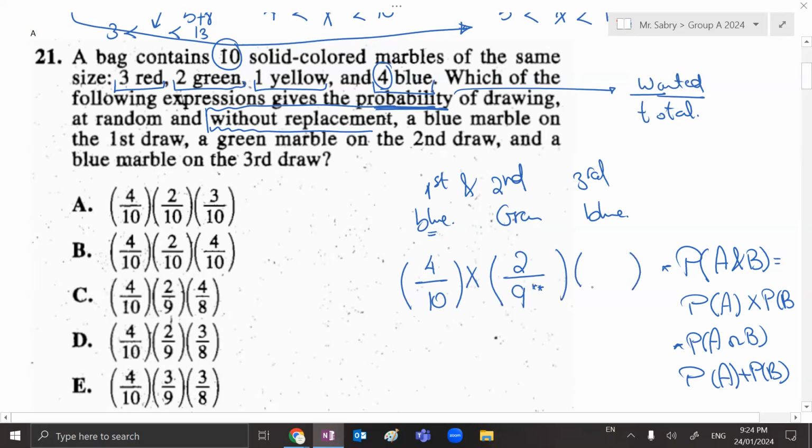Now, the third marble. The third marble is blue again. How many blue are there now? I've already drawn 1 at the beginning, so now I have only 3 blue marbles available, over the total, which has now decreased by 2. So it's 3 over 8. When you look at the choices, it should be choice D.